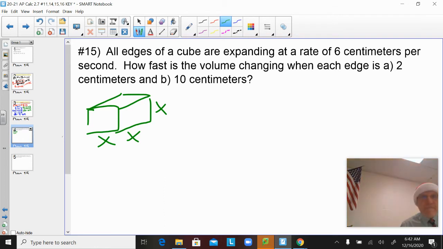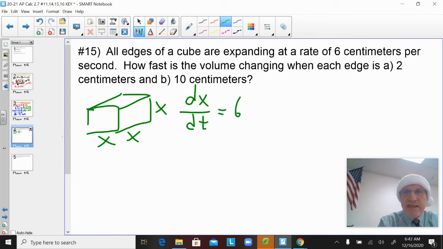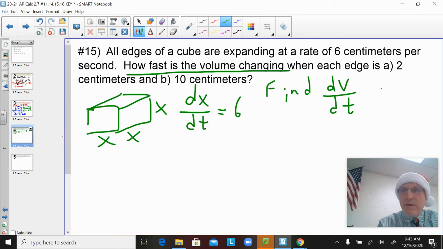That's nice. And it says the edges are expanding at a rate of 6 centimeters per second. That's how fast that quantity x is increasing, how fast it's changing. So dx dt equals 6. This problem tells us that. How fast is the volume changing? So it wants us to find dV dt. And again, we have two different parts: when each edge, when x equals 2, and then part B is when x equals 10.